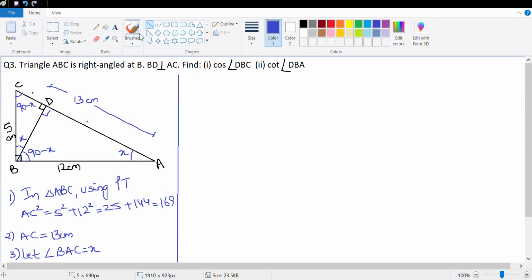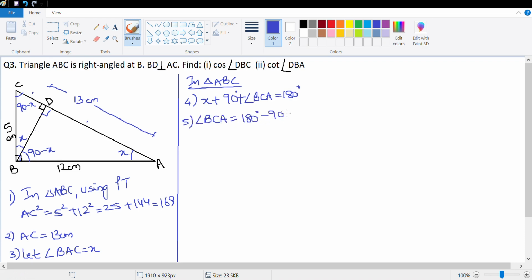So in triangle ABC, what we have is angle X plus 90 degree plus angle BCA is equal to 180 degree. So this is angle sum property, which means angle BCA would be equal to 180 degree minus 90 degree minus X, which means angle BCA is equal to 90 degree minus X. So we've got this angle as 90 degree minus X.